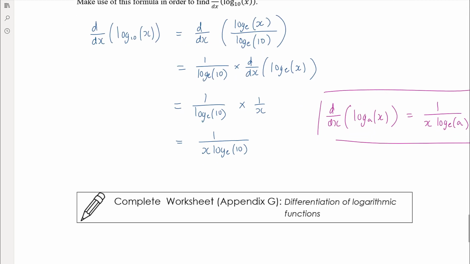Okay, so work today is again from a worksheet, this time found in Appendix G of your booklet.